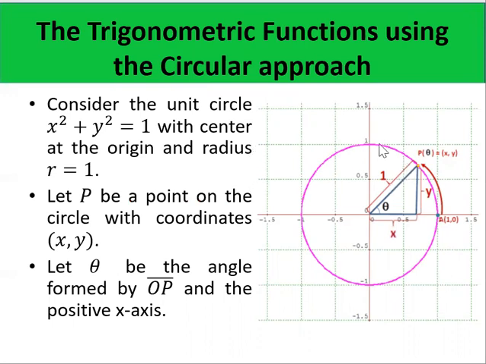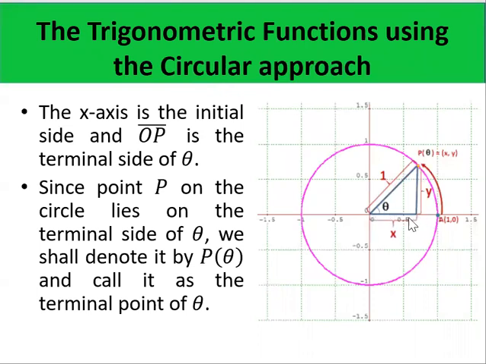So in this slide, as you can see, there is a circle. So we call this the unit circle, having the equation x squared plus y squared equals 1. So this circle has center (0, 0), or the origin, and its radius is equal to 1. Now let us consider a point P on this unit circle. So this point P has coordinates (x, y). Now the angle between the positive x-axis and the side containing the point P is called the angle theta. So this is the angle formed by the line segment OP and the positive x-axis.